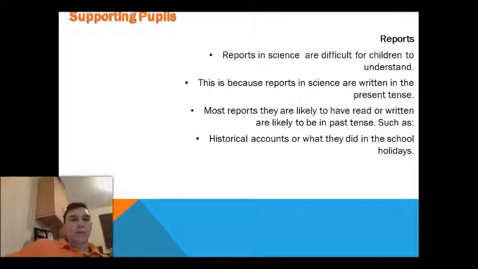Reports in science are difficult for children to understand. This is because they are in written forms that are in present tense, which is unfamiliar to them as they are used to writing things about what happened in the past, for example historical accounts of what they did in the school holidays. Therefore, asking children to write about parts of the heart, for example, will be difficult. One way of structuring children's writing is to use a writing frame in order to organize children's writing.